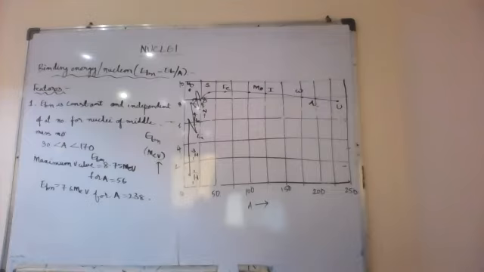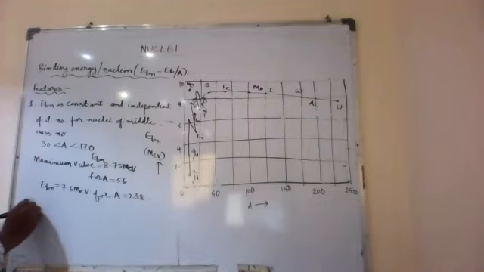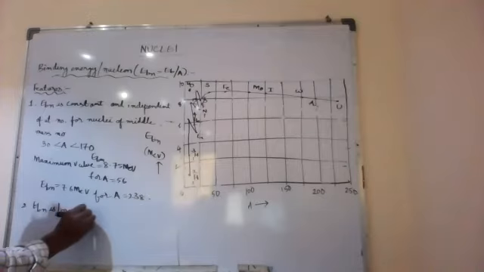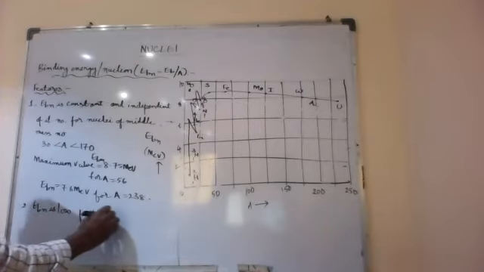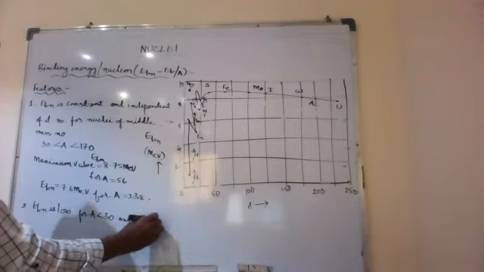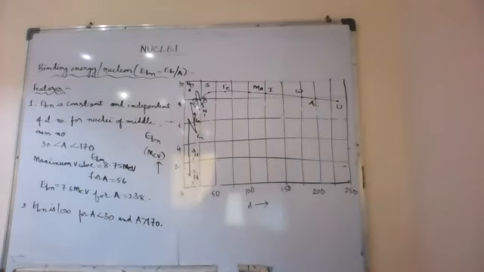Now the second one. So the second feature is what? EBN is low for A less than 30 and A greater than 170.